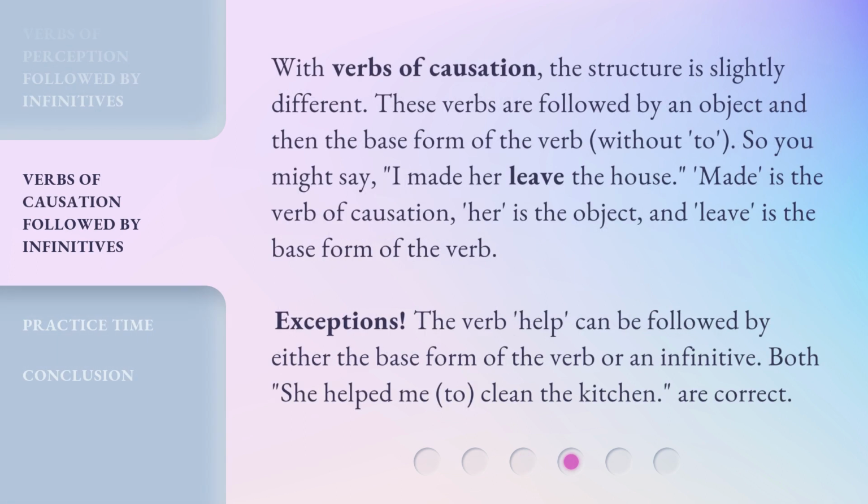With verbs of causation, the structure is slightly different. These verbs are followed by an object and then the base form of the verb, without to. So you might say, I made her leave the house. Made is the verb of causation, her is the object, and leave is the base form of the verb. Exceptions. The verb help can be followed by either the base form of the verb or an infinitive. Both, she helped me to clean the kitchen, are correct.